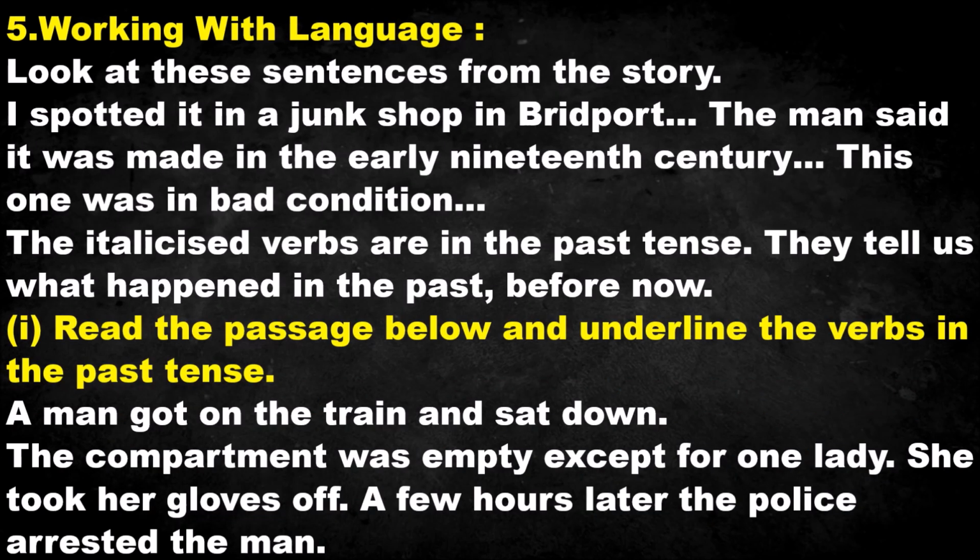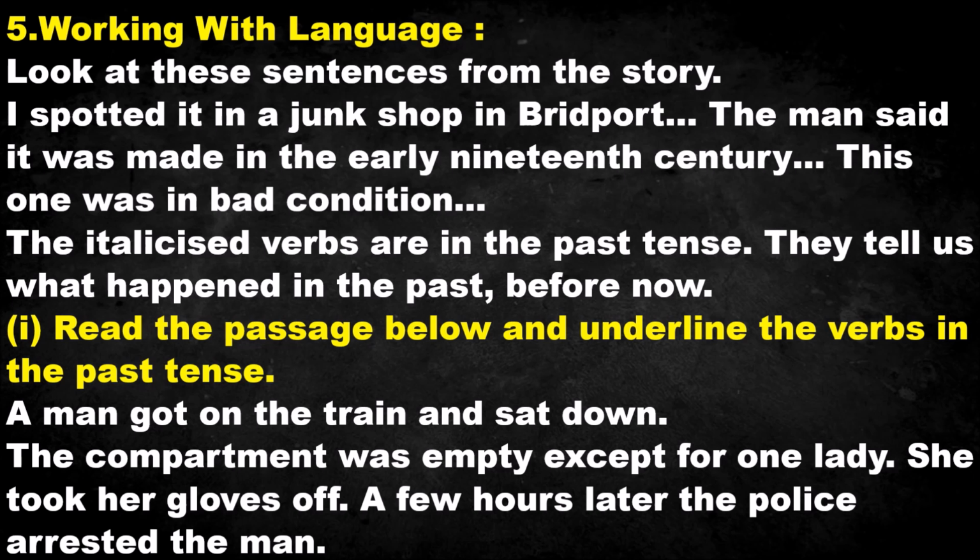The fifth component is Working with Language, and this is all about grammar. And you can find easily how we have to introduce grammar. Look at these sentences from the story. I spotted it in a junk shop in Bridport. The man said it was made in the early 19th century. This one was in bad condition. The italicized verbs are in the past tense. They tell us what happened in the past, before now.